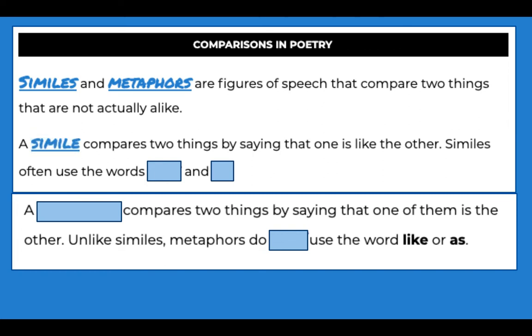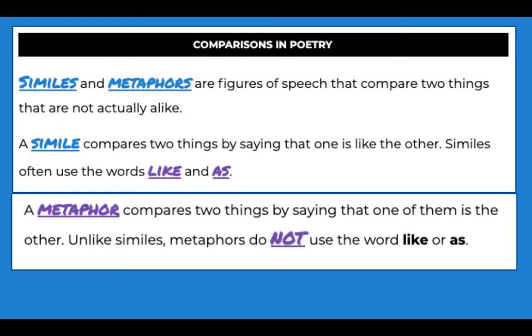A simile compares two things by saying that one is like the other. Similes often use the words like and as. Now, a metaphor, on the other hand, compares two things by saying that one of them is the other. Unlike similes, metaphors do not use the word like or as.